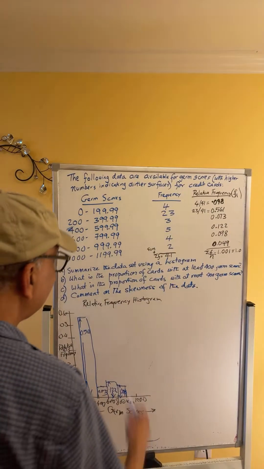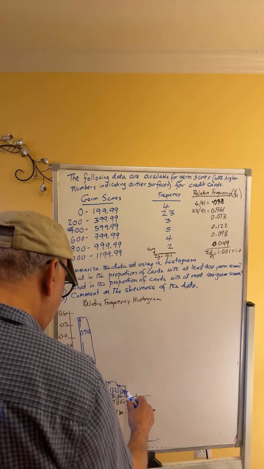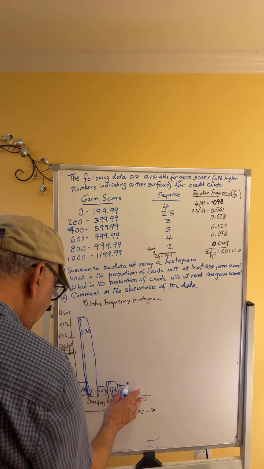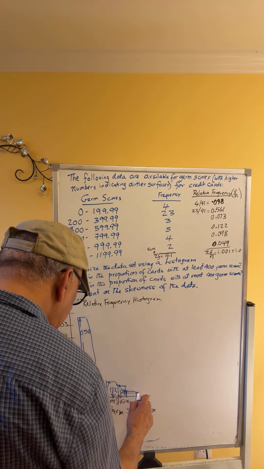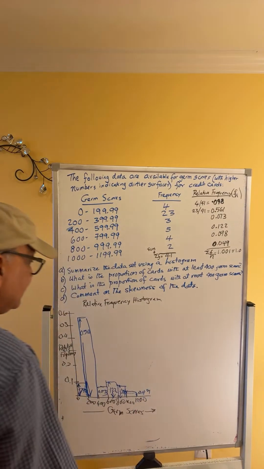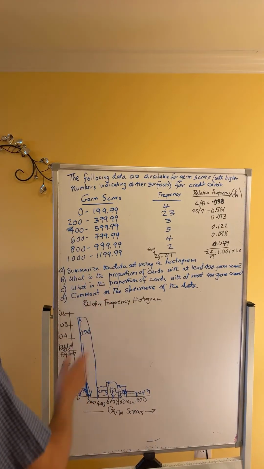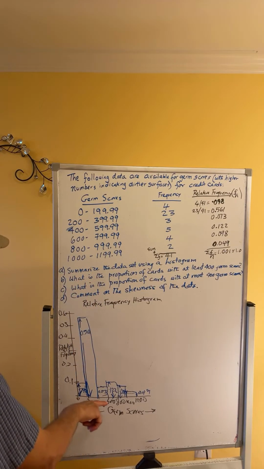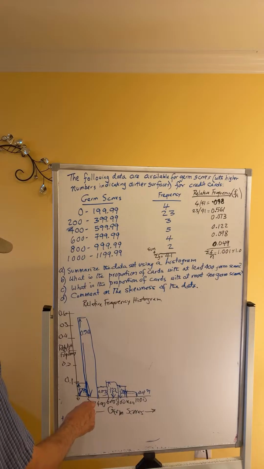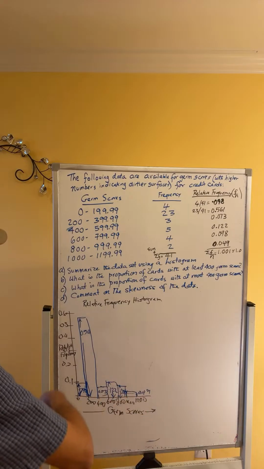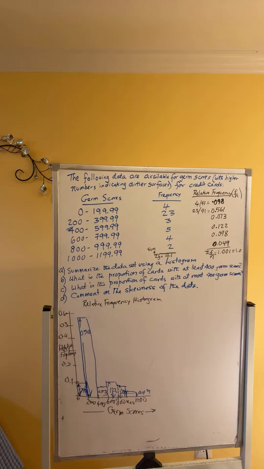And the last class height is half of that, 0.049, something like that, or maybe slightly higher. So this height is 0.049. Again, each vertical rectangle, the height of the rectangle is the relative frequency, and the groups or the classes are on the horizontal axis. The width of each of these vertical rectangles is the same, being 200. So this is your relative frequency histogram.